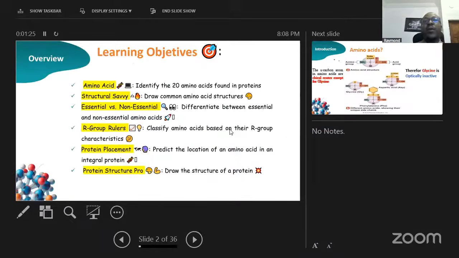Now, like we talked about in our previous live session, we talked about how we can identify the 20 amino acids that are found in proteins. We have thousands of amino acids, but only 20 of them are found in proteins. And there are criteria for any amino acid to be found in any protein. So we'll also talk about the structure of the common amino acids.